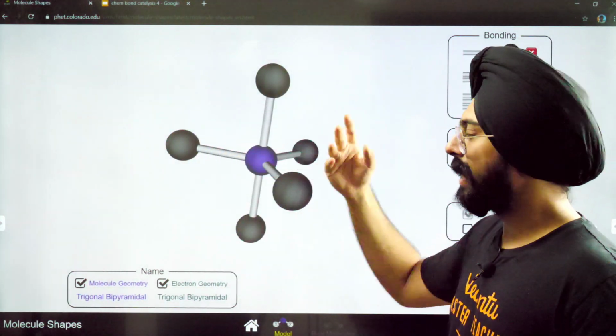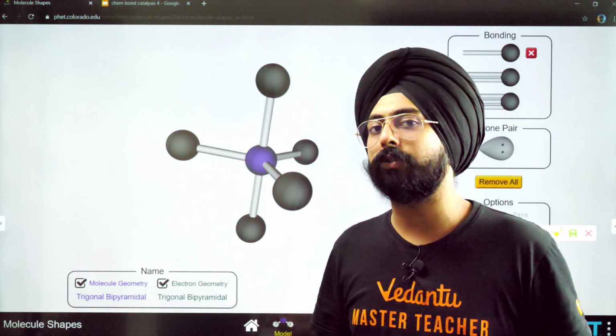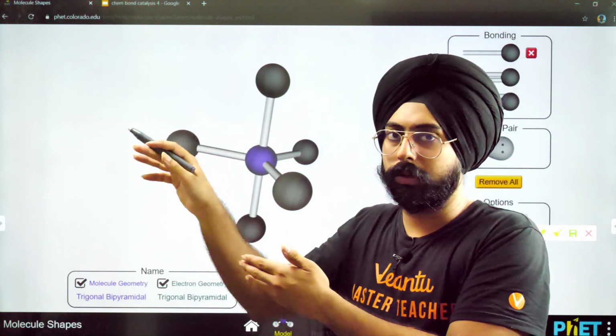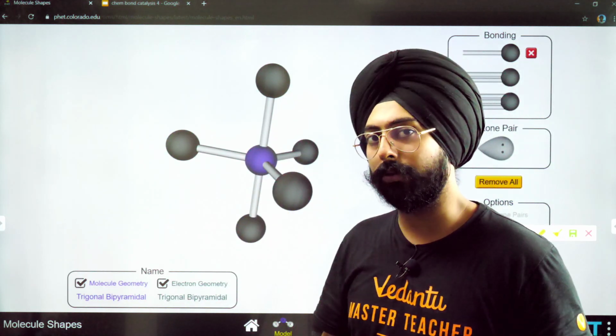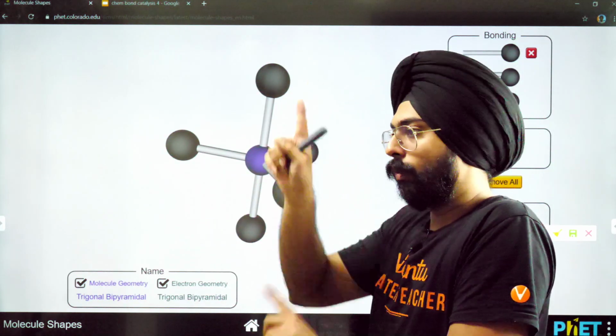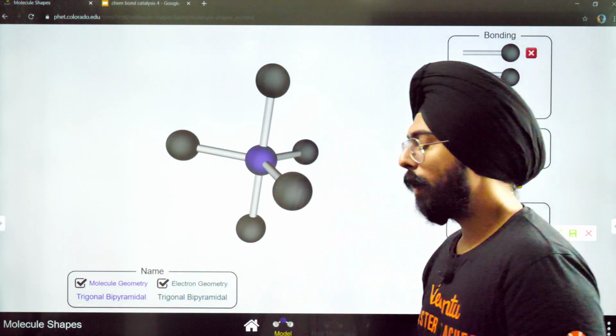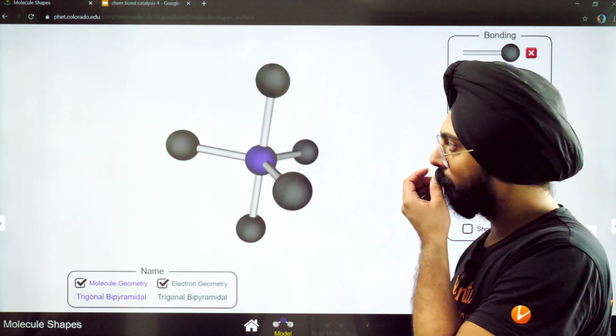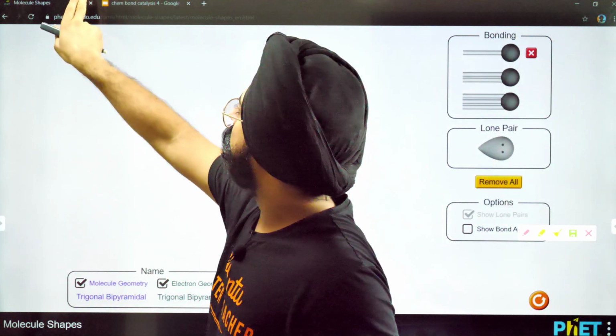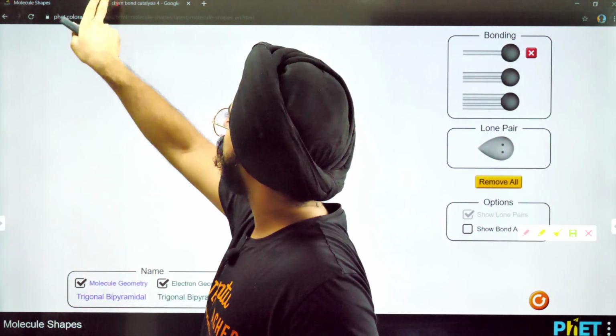Trigonal is the base and there are two protrusions from the base. Protrusion means something sticking out. So this is a top protrusion, this is a bottom protrusion. Trigonal base with two protrusions, trigonal bipyramidal. Okay? This is trigonal bipyramidal. Let me show you another image that I have for a trigonal bipyramidal.